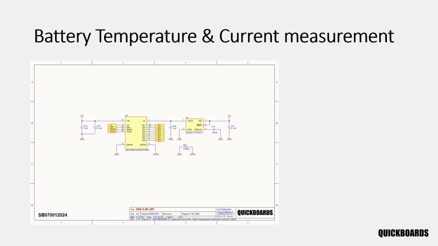To measure the temperature sensor outputs and the current sensor voltage, we'll need an analog-to-digital converter. Several ADC options are available in the Quickboards schematic library, and for this design we've selected a 10-bit successive approximation register, or SAR, ADC. This circuit block includes a 2.5-volt voltage regulator, which provides a stable reference voltage for accurate conversions. Sensor voltages are connected to inputs IN0 through IN7, while digital output data is communicated to the microcontroller via the SPI interface, using chip select, data in, data out, and clock pins.